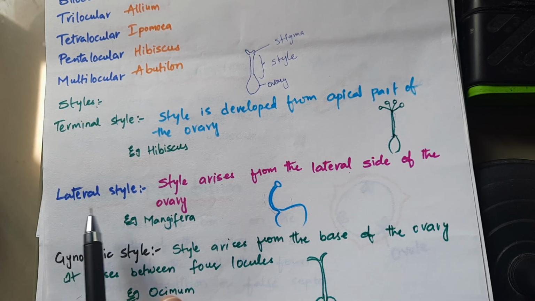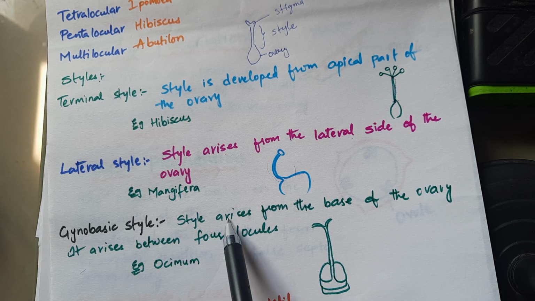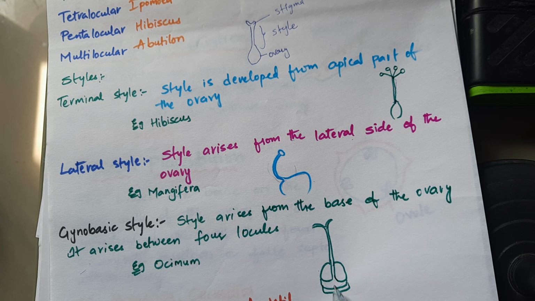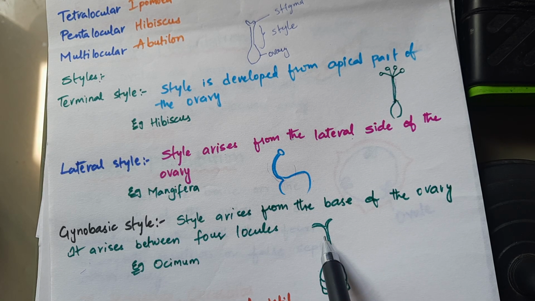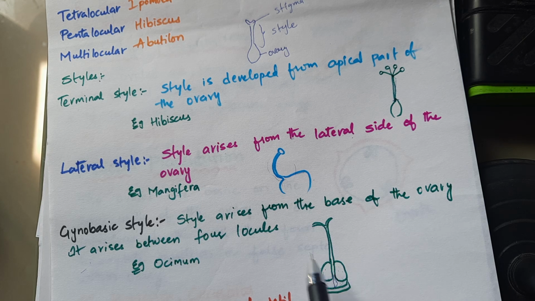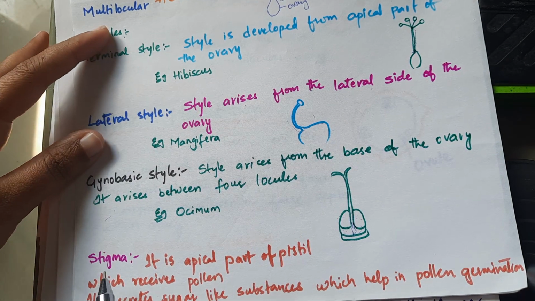Then the third one is the gynobasic style. See here, this style arises from the base of the ovary. This is the ovary. From the basal part of the ovary, the style arises between the four locules. See here, these are the locules of the ovary. In between the locules, the style arises. Example is ocimum.